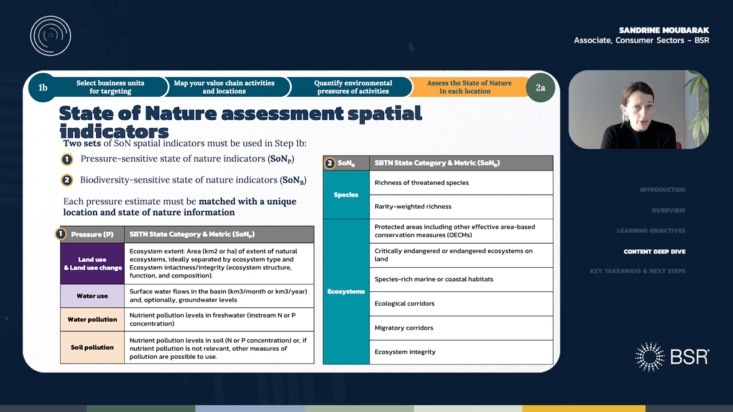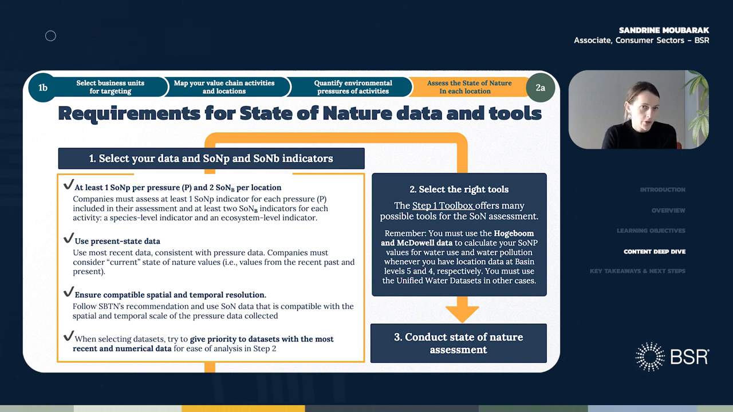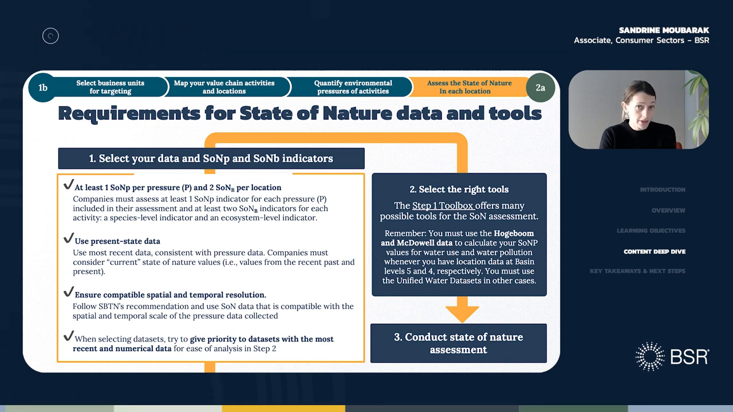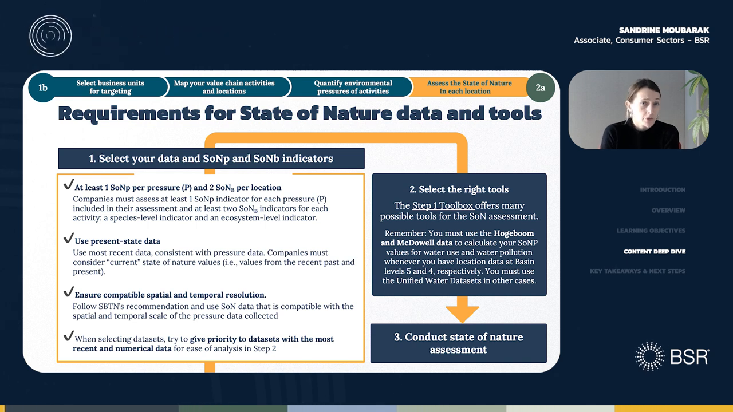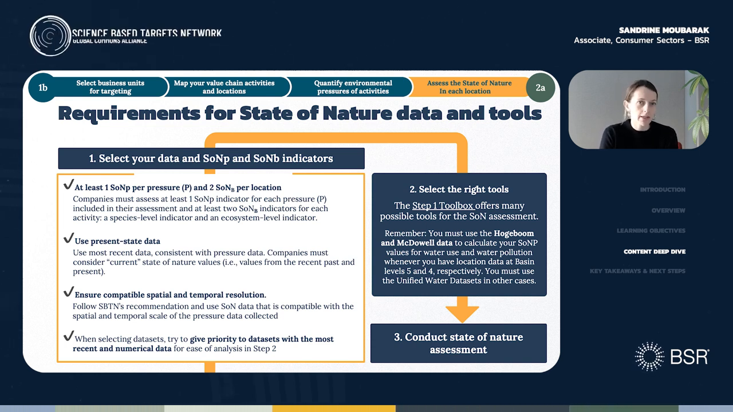Now let's look at the requirements for different state of nature data and tools that you can use. As mentioned, SBTN requires companies to use pressure-sensitive indicators in Step 1 and 2 to capture the more direct impacts of a given pressure on nature. For these indicators, companies must consider current state of nature values, i.e. values from the recent past and present, as this present and historical impact-focused approach is more compatible with the type of information companies are required to use for measuring and estimating pressures. Again, recent, past, or present, based on data availability.